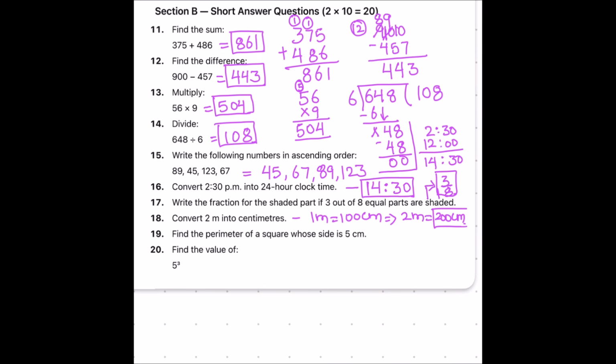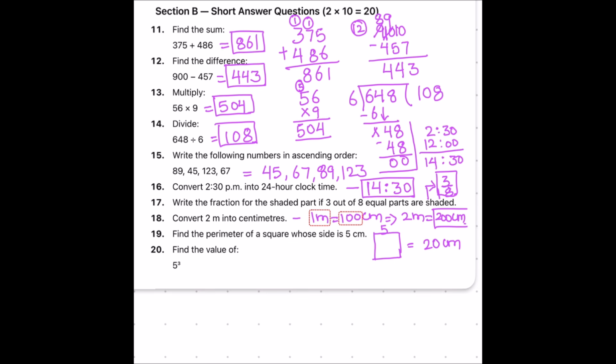Next one is find the perimeter of a square whose side is 5 centimeters. So let's draw the square. And its one side is 5 centimeters. So the perimeter is the sum of all the sides. 5 plus 5 is 10, 10 plus 5 is 15, 15 plus 5 is 20. So the perimeter will be 20 centimeters. Perimeter is sum of all the sides of a figure.